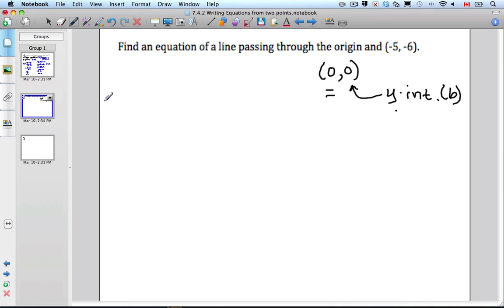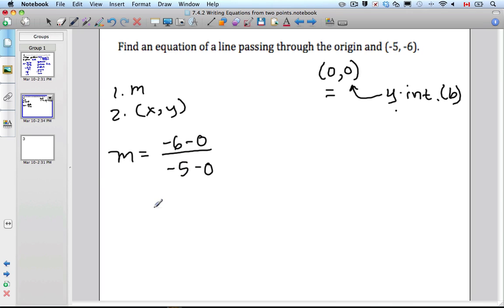Okay, well now we still need the slope, right? Right. Because we always need our gradient and an xy point to write an equation. So let's calculate that slope. Slope is just -6 minus 0 over -5 minus 0, which is 6 over 5.